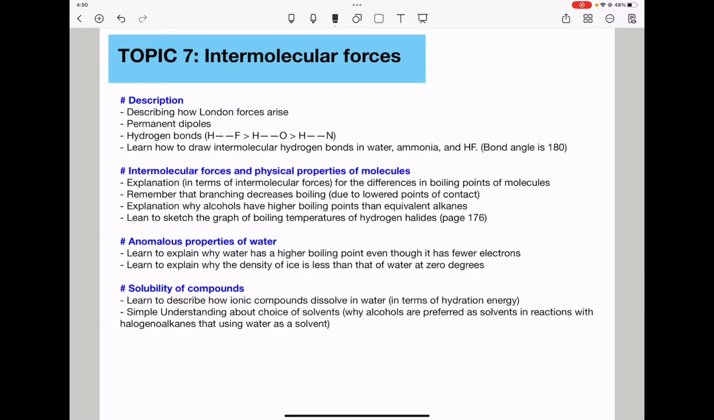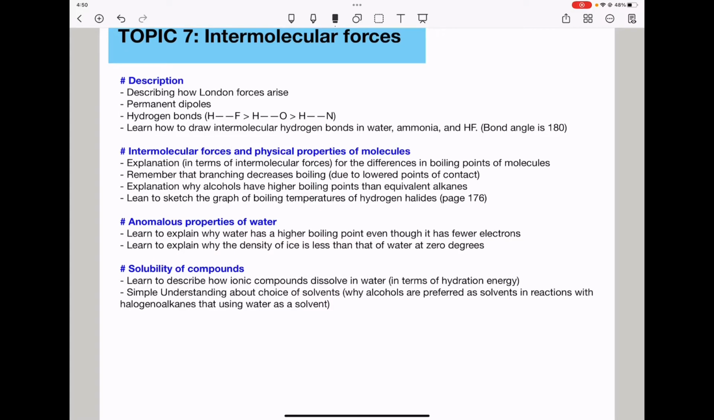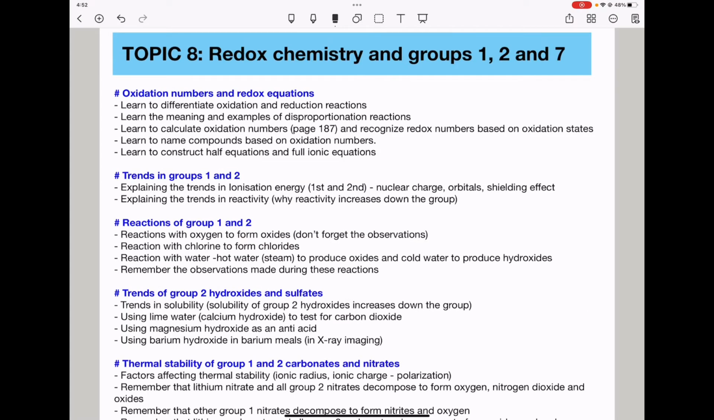You need to simply understand about choice of solvents, why alcohols are preferred as solvents in reactions with halogenoalkanes than using water as a solvent. So moving on to topic 8. Topic 8, redox chemistry and groups 1, 2, and 7.